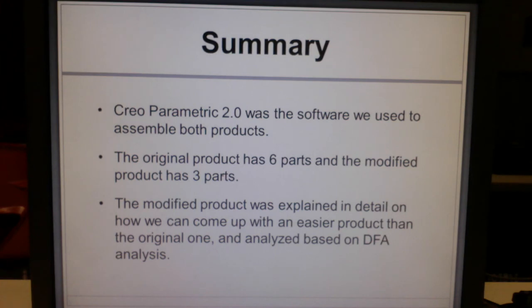Creo Parametric was the software we used to assemble both products. The original product has 6 parts and the modified product has 3 parts. The modified product was explained in detail on how we can come up with an easier product than the original one and analyzed based on DFA analysis. And this is the final topic of our presentation, which is the summary.